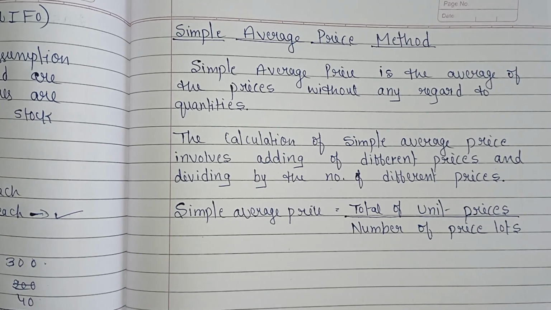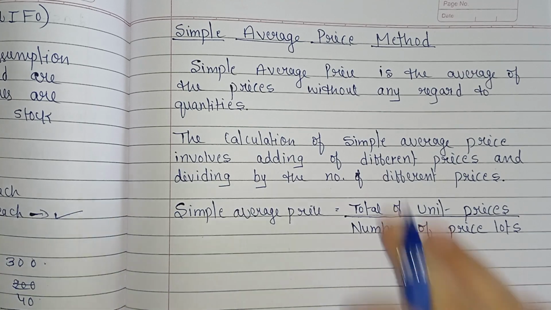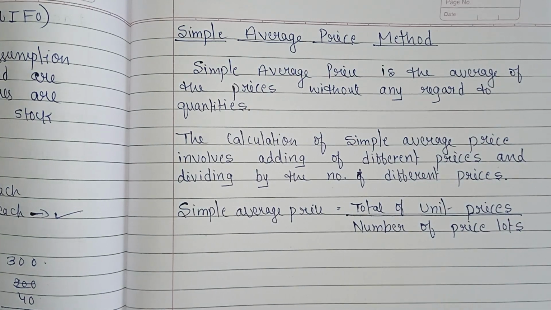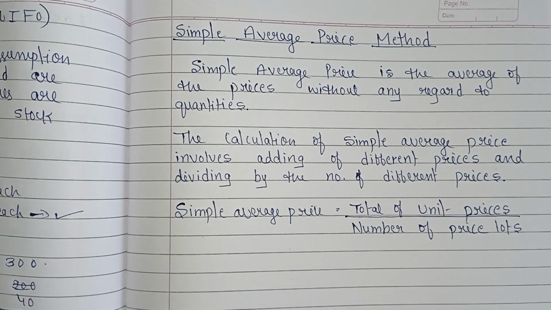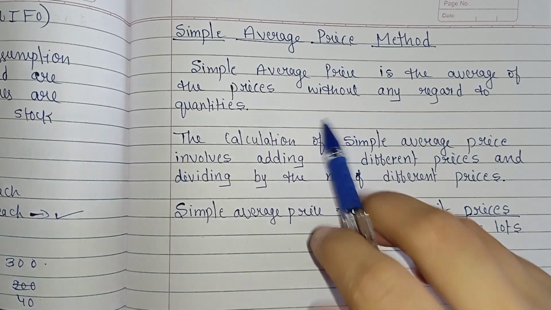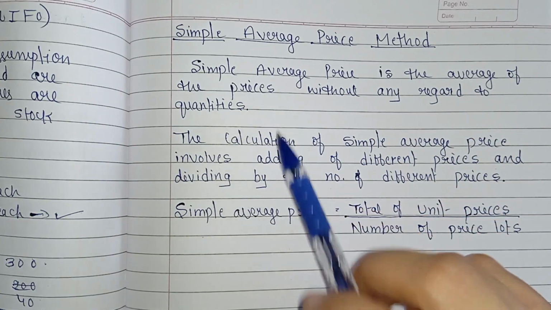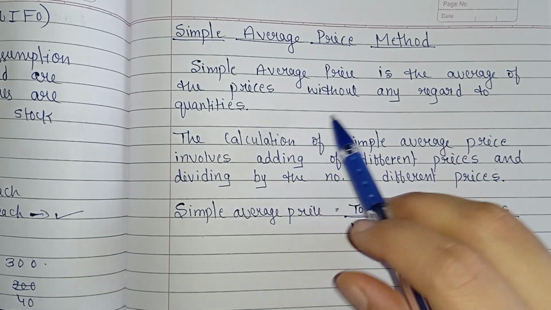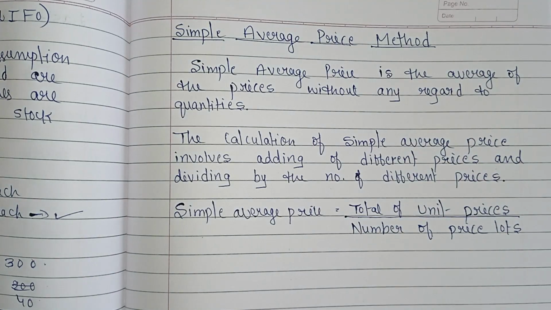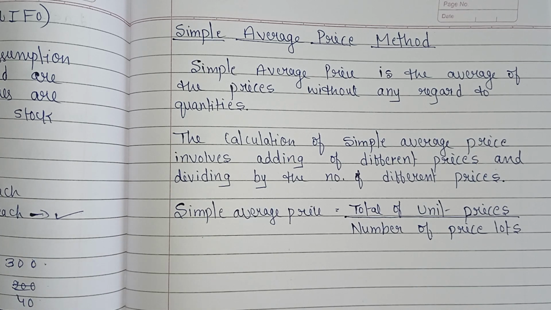Today we are going to learn a very easy and useful inventory valuation method called the simple average price method. Let's see the meaning of simple average price method. Simple average price is the average of the prices without any regard to quantities. Means here we will not take into consideration the quantities. Here we will take only the average of the prices.